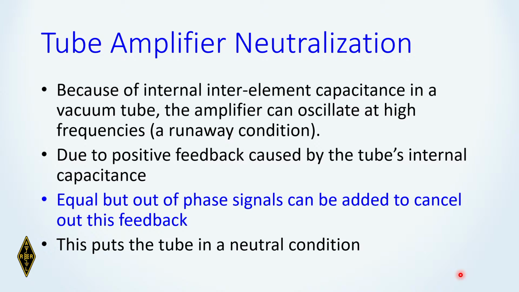Tube amplifier neutralization. Inside vacuum tubes, there's inter-element capacitance. And because of this, with a tube type amplifier, especially at higher frequencies, the amplifier can oscillate. And actually, it's a runaway situation. It generates a signal when you don't want a signal. Equal and out of phase signals can be added to cancel out this feedback and put the tube in a neutral condition. And so that's what is known as tube amplifier neutralization.